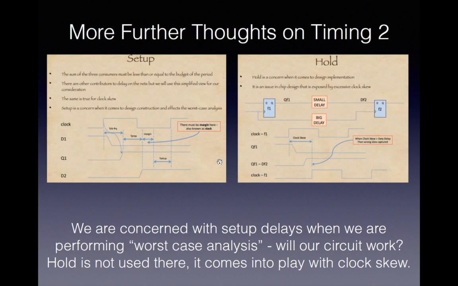And where clock skew becomes a problem is when the delay from one clock edge on a flop to the same clock edge on another flop is greater than the data delay between those two flops. What that means is that the data we clock at the second flop is wrong. So this is where hold comes into play. It's more to do with clock skew.